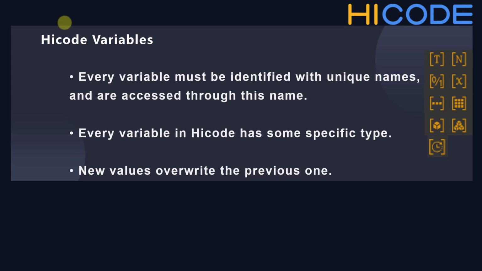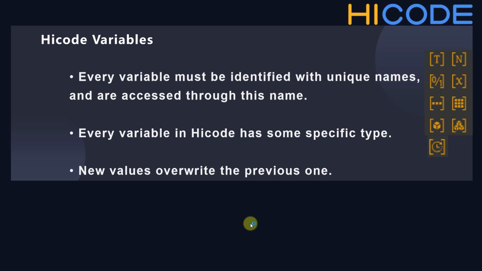In HiCode, every variable must be identified with unique names, and they are accessed through this name. In HiCode, we usually select the variable we want in the object tree or in drop-down lists. Second, every variable in HiCode has some specific type that determines the range and layout of the value it stores, and the set of operations that one can perform on that variable. In HiCode, we have strings, number, boolean, JSON, array, matrix object, and time variables.